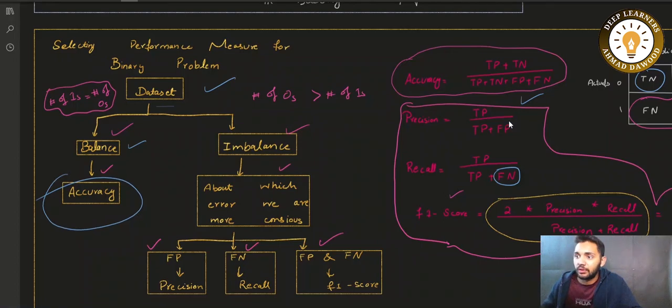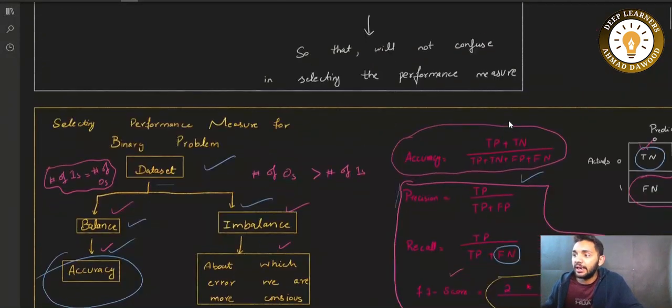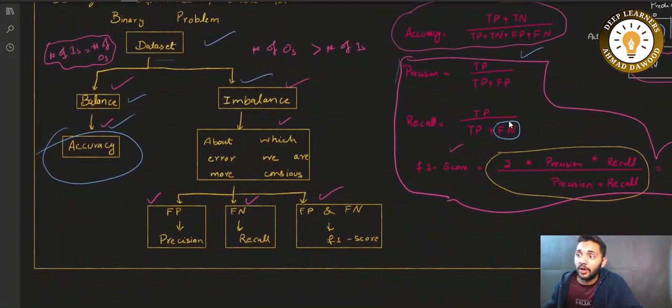No matter which error you are conscious of, if you have a balanced model, it does not matter which class you make positive and which class you make negative. In the case of an imbalanced data set, you have to follow this recommendation. And whenever you are more conscious about a particular error, you can use the evaluation metric accordingly.